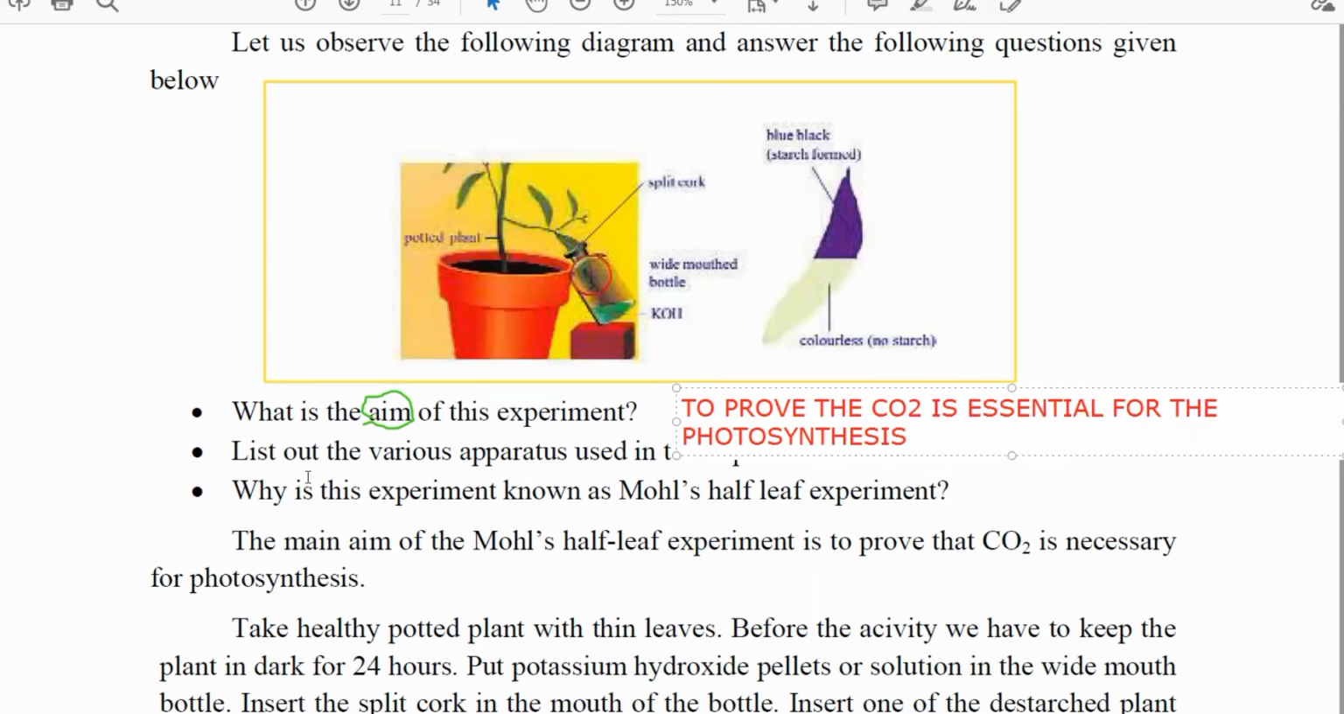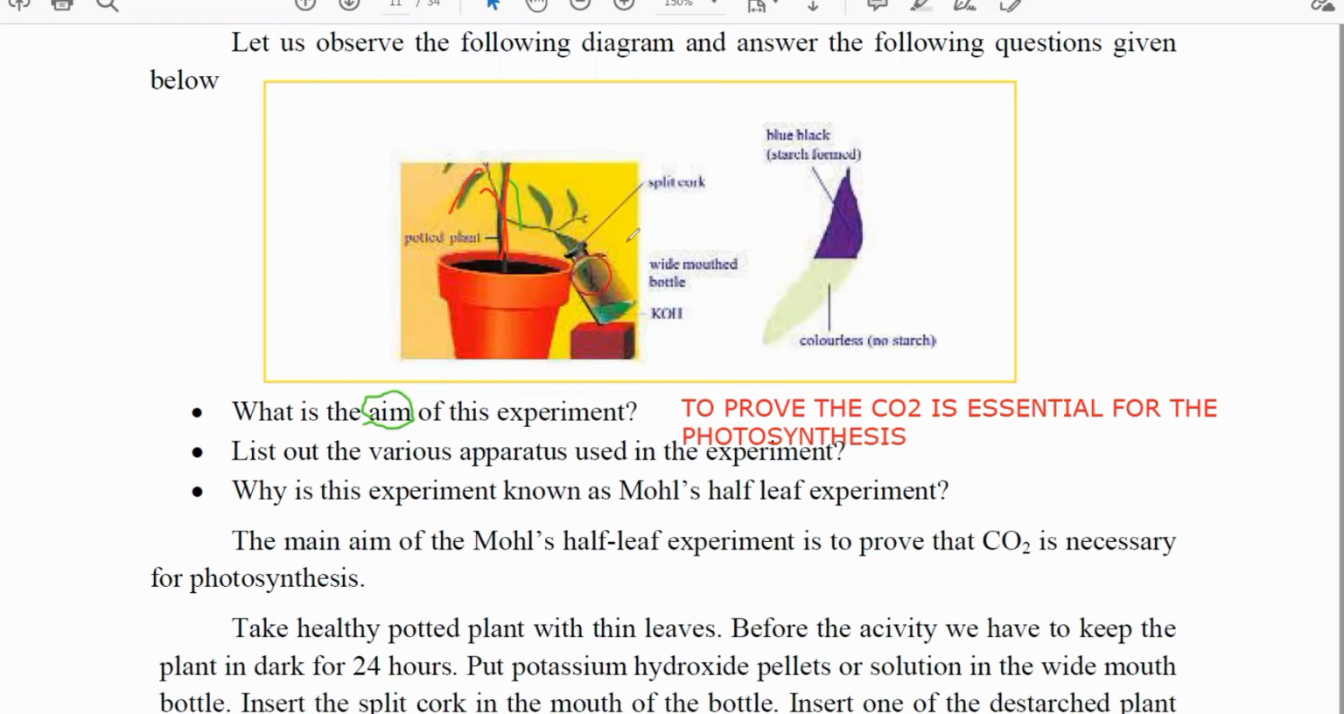Next, list out the various apparatus used in this experiment. Now I will show you the main apparatus which we use. A healthy potted plant, which has long and narrow leaves.